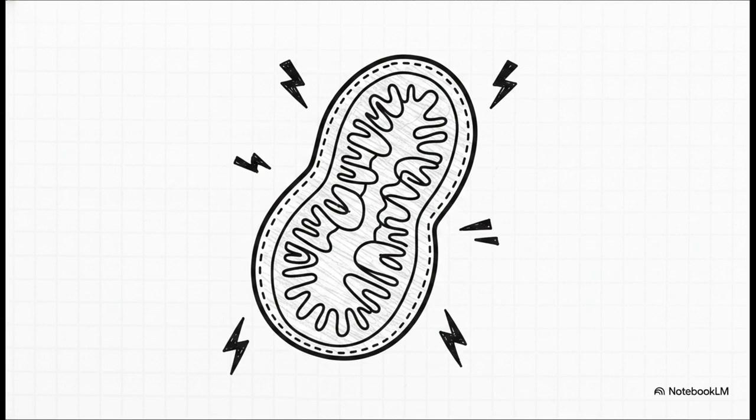Now, why the folds? Well, because folds dramatically increase the surface area available inside the organelle. And in the biological world, more surface area means more space for vital chemical reactions to take place. Inside these mitochondria, the cell performs a process called cellular respiration. Basically, this is where the glucose from the food you eat is systematically broken down to release usable energy.